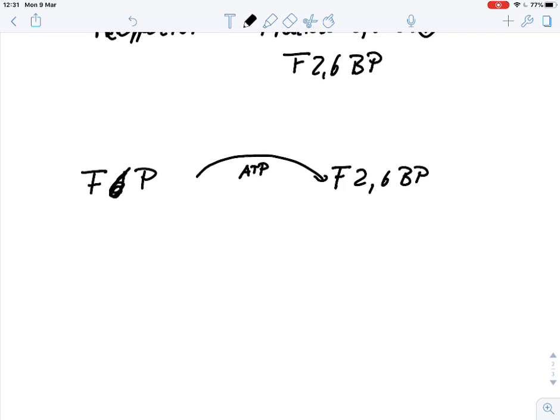So, we transfer a phosphate residue onto F6P and get F26 bisphosphate. This is no longer a substrate for PFK1. It's not a substrate for glycolysis. Glycolysis can't do anything with F26BP, but it is the activator. And the enzyme that actually catalyzes this reaction is called phosphofructokinase 2. It's a totally different enzyme to PFK1. It's easy to remember because PFK2 has a 2 here, and it produces fructose 2,6-bisphosphate.